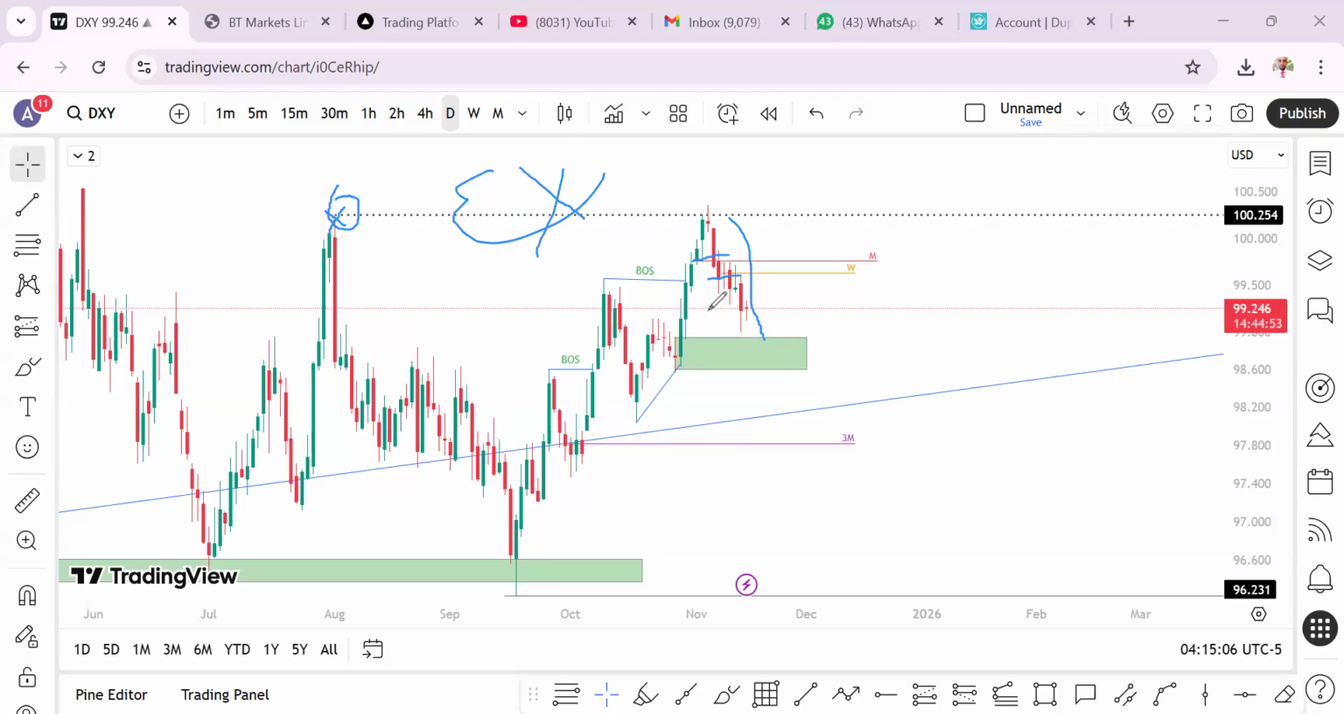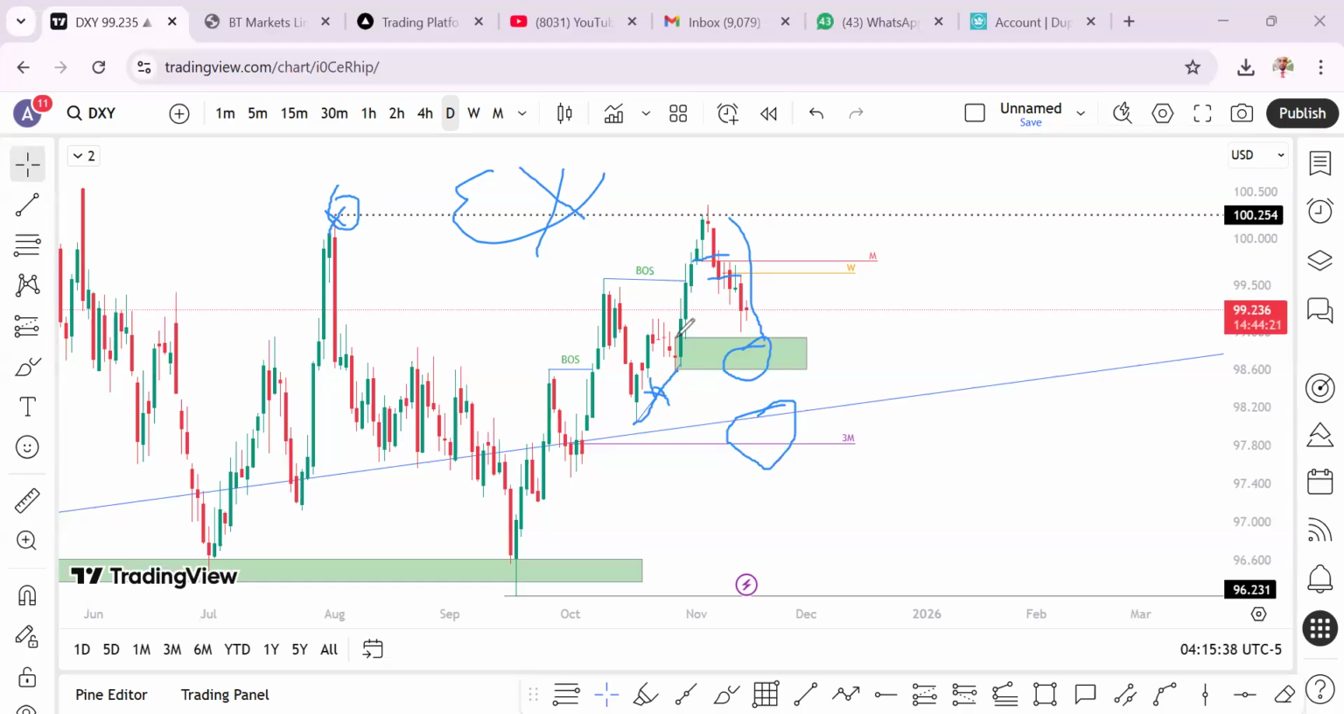So I'm still looking at the dollar trading to this zone, or trading to this zone, and that is making me more bearish on the dollar. The reason why I'm looking at this zone is because there's a trend line, this trend line here. This trend line stands as liquidity for price.